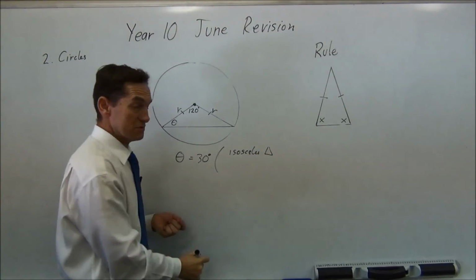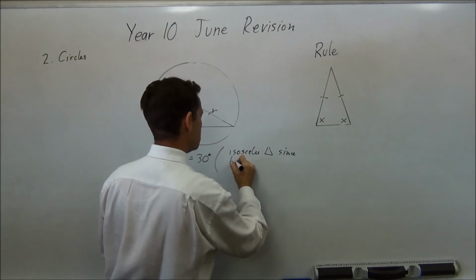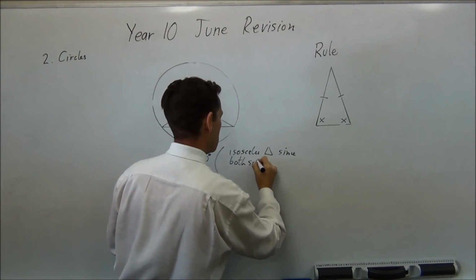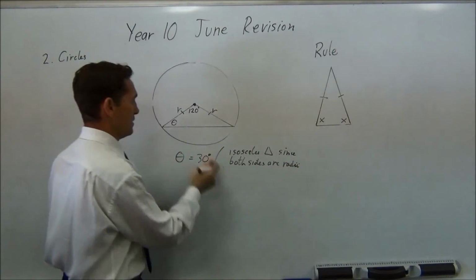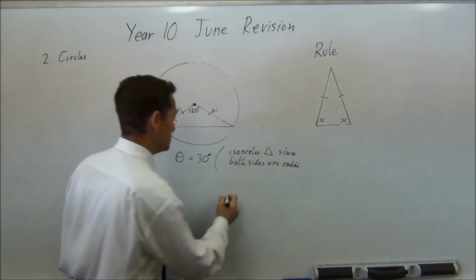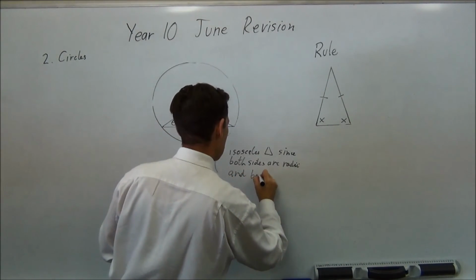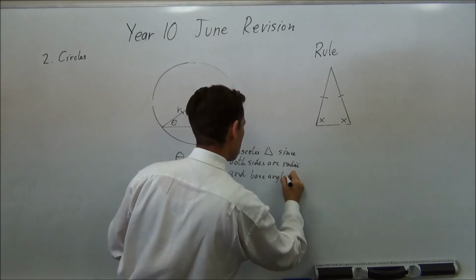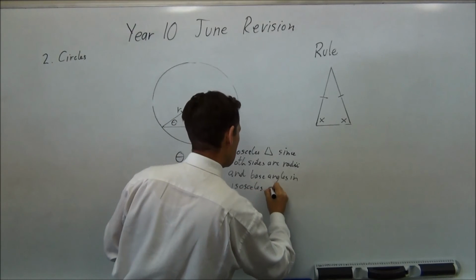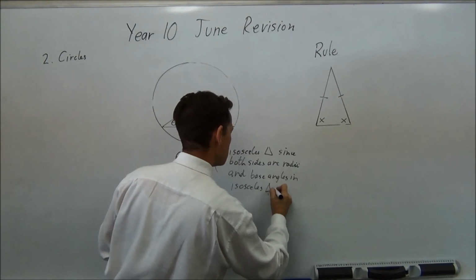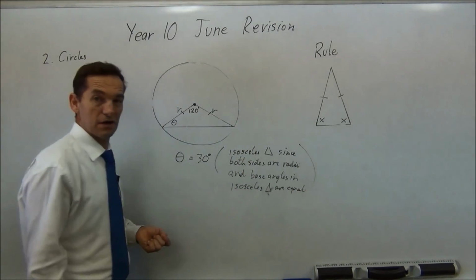And you can use a symbol, isosceles triangle, since both sides are radiuses, or radii, base angles in isosceles triangle are equal. And you're done.